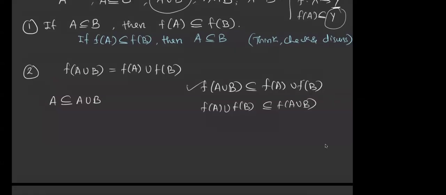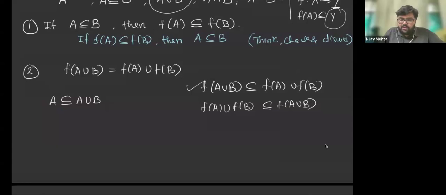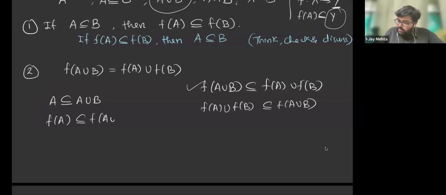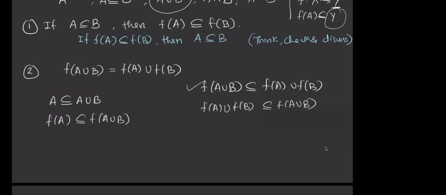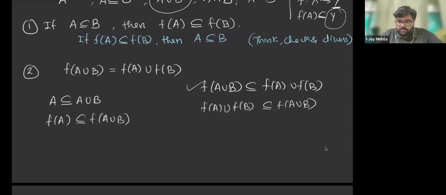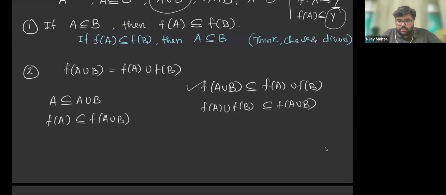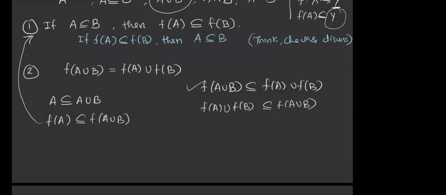So f(A) is a subset of f(A union B). How can you say this? So we applied the function, but have you proved this? Not yet, sir. If A is a subset of B, then f(A) is a subset of f(B), and we have proved this in theorem number 1.